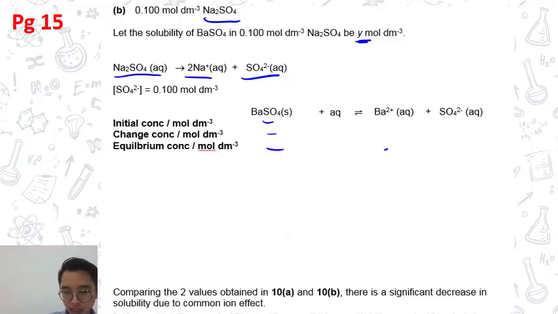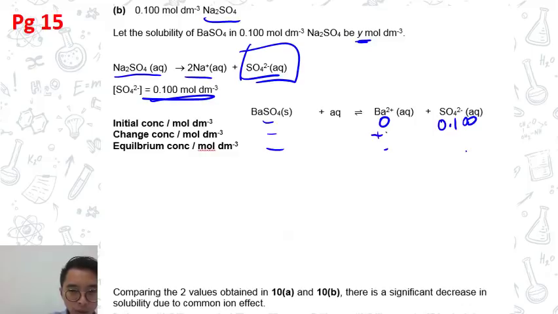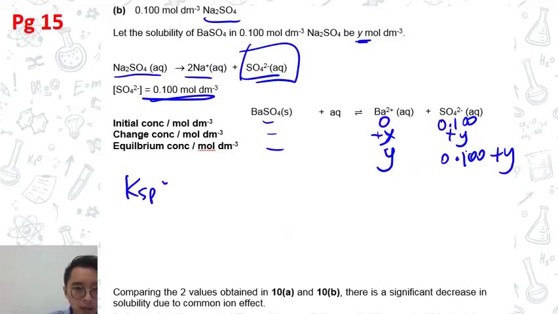Once again, barium sulfate is a solid, so it's a dash, not included in my ice table. Initial concentration of barium 2+ is 0. Initial concentration of sulfate now is not 0 because there is an additional sulfate source, so initial is 0.1. The change follows the mole ratio, so plus y. At equilibrium this is y, and this is 0.100 plus y, which means Ksp equals y times 0.100 plus y. Because we know that these are sparingly soluble salts, the solubility is very low, so y is quite small. In other words, 0.1 plus y is approximately equal to 0.1, so this is 0.1 times y.